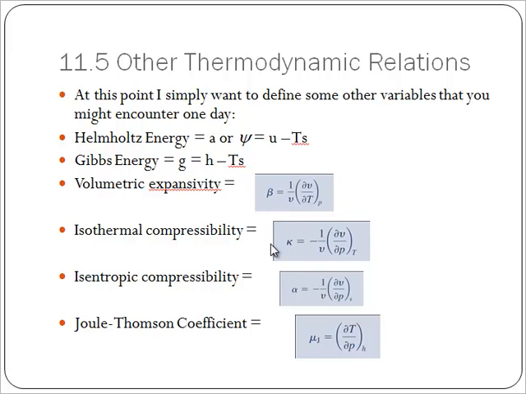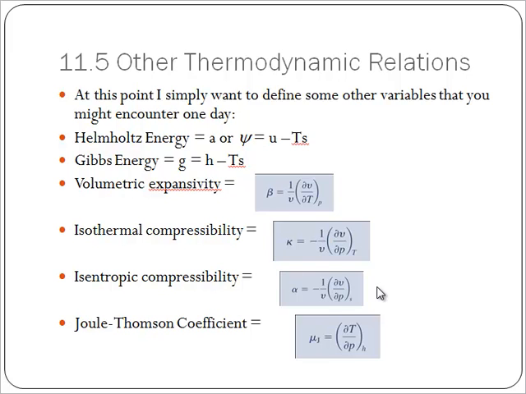I also have isothermal compressibility. So this is for a constant temperature process. If I change the pressure, how does volume change? We can see that beta and kappa are going to give me similar stories, but one's going to tell me the temperature change component, one will tell me explicitly the pressure change component. So together they give me a much more clear explanation of what's happening to volume through a process.